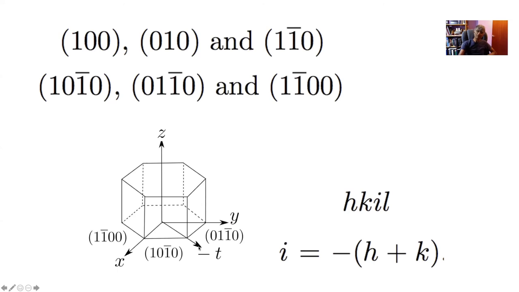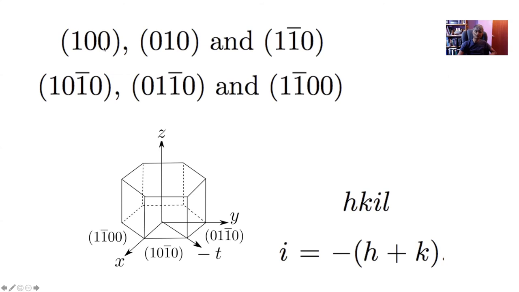And we do the same thing as we do for the three-index system, that we look at the intercepts of planes and so forth, but this time on all four axes, x, y, t, and z. So we end up with plane indices which are four digits rather than three. And this index i is minus h plus k.